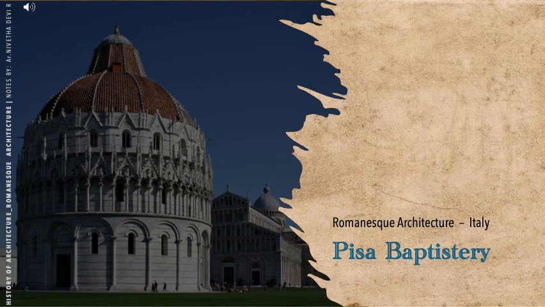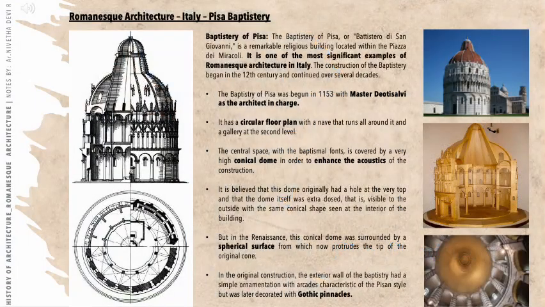Pisa Baptistry. The baptistry of Pisa was begun in 1153 with Master de' Salvi as the architect in charge. It has a circular floor plan with a nave that runs all around it and a gallery at the second level. The central space, with the baptismal fonts, is covered by a very high conical dome in order to enhance the acoustics of the construction.